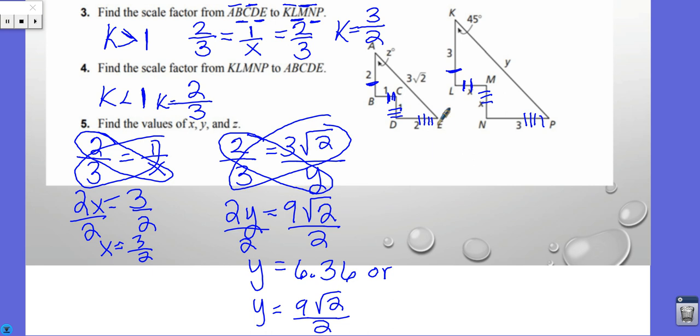Okay, here, let's go ahead and find Z. Z is right here. So the measure of angle Z, if these are similar figures, then we already know the corresponding angles are going to be congruent. So if the measure of angle K matches the measure of angle A, and K is 45, then the measure of angle Z is also 45 degrees.